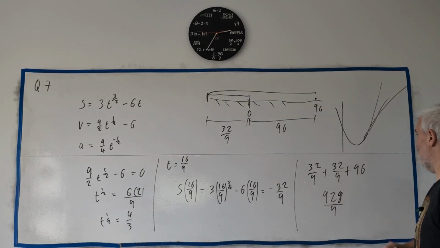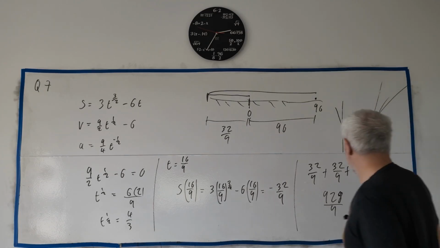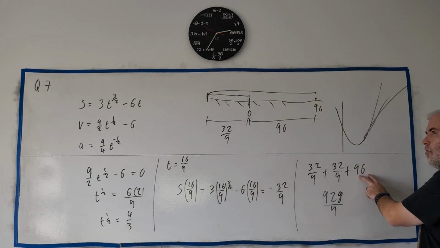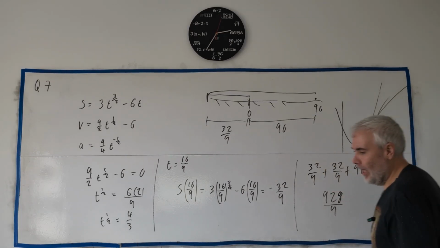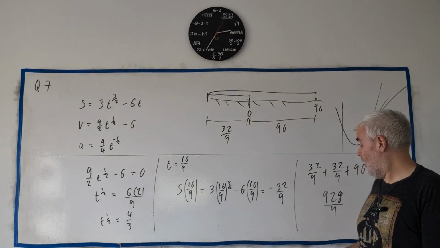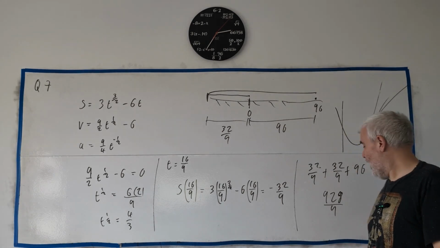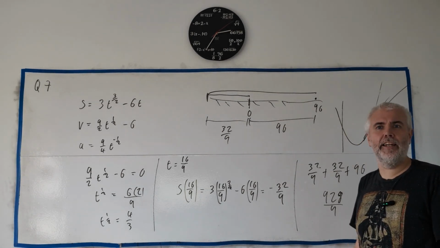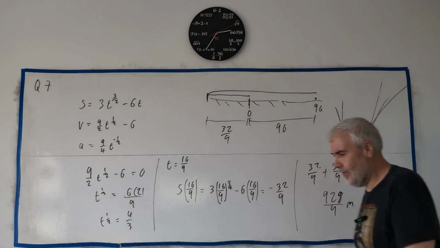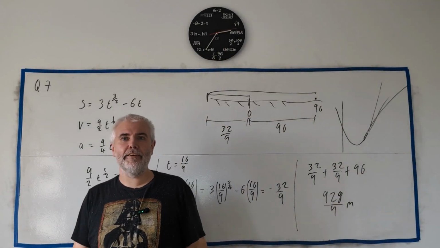928 over 9. Is that right? Oh yes, this would be times 9, which would end in a 4. 4 plus another 4 would be 8. Okay, I just couldn't read my writing if it was 28 or 29. That's your final answer. What's that in meters? That's total distance traveled. Okay, that's it for part A.